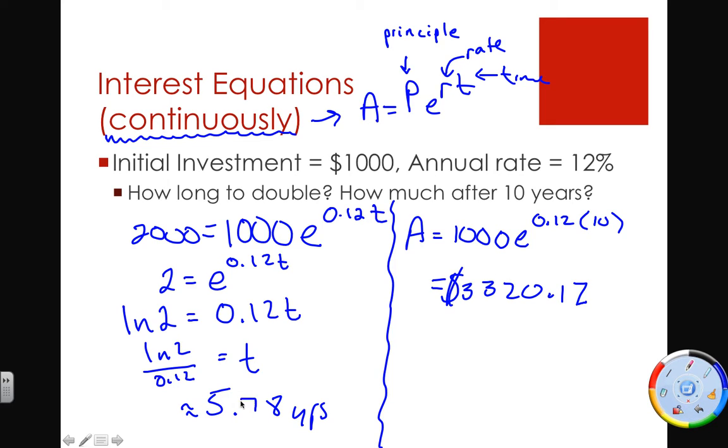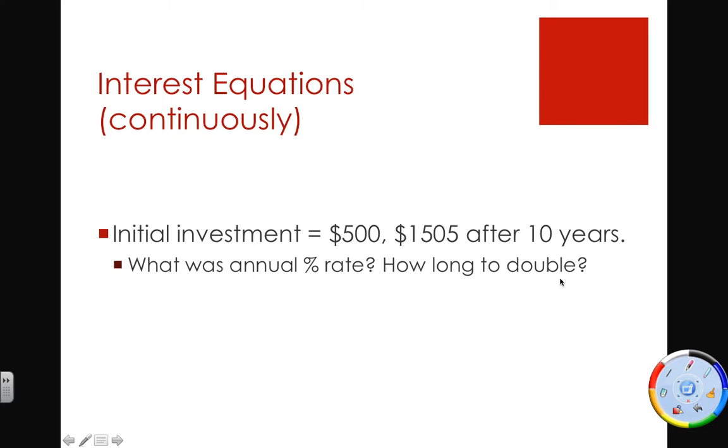And that kind of makes sense. If it took a little more than 5 years to double, it should probably take close to 10 years to triple, right? Ish. All right, let's look at another example given different information. Now your initial investment is $500, and you have $1,505 after 10 years.